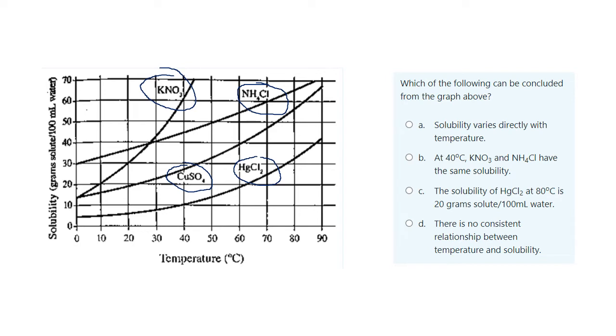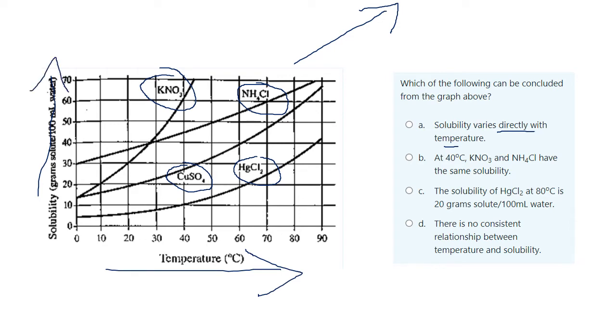So the solubility varies directly with the temperature. Varies directly means there is a pattern. Directly means they both increase. So as the temperature increases, the solubility also increases. And we can see that on all of these lines, they are all going up at the same time. So A does look like it could be a good answer.